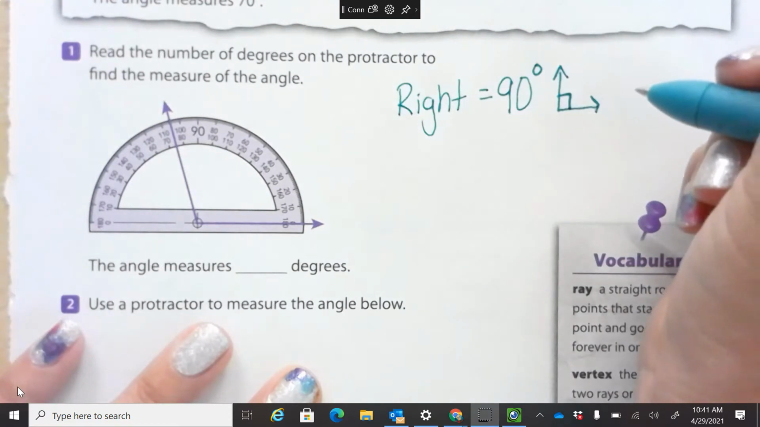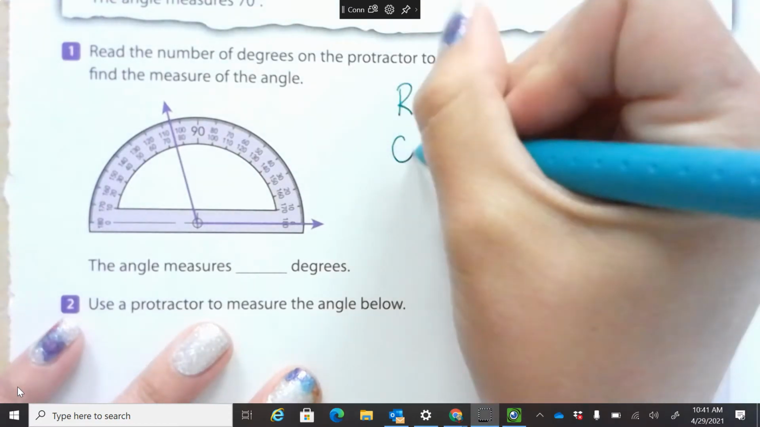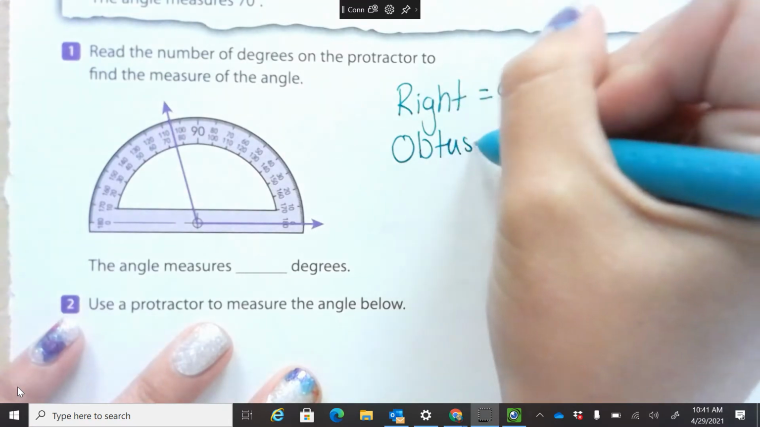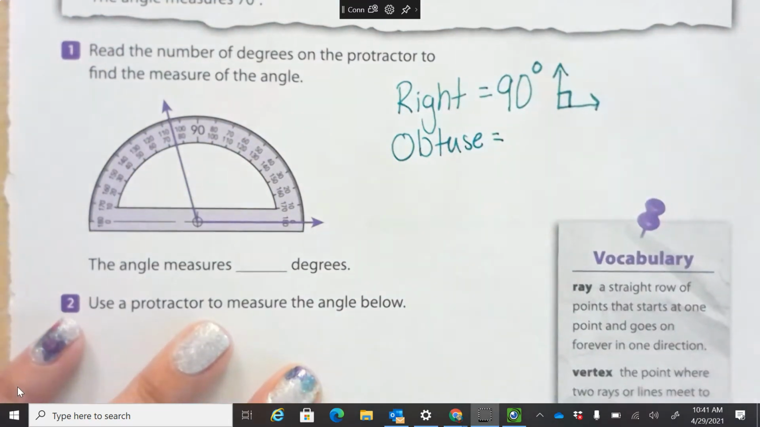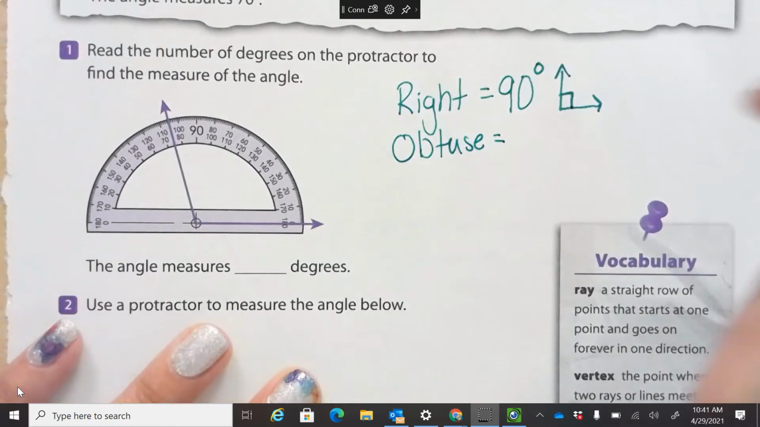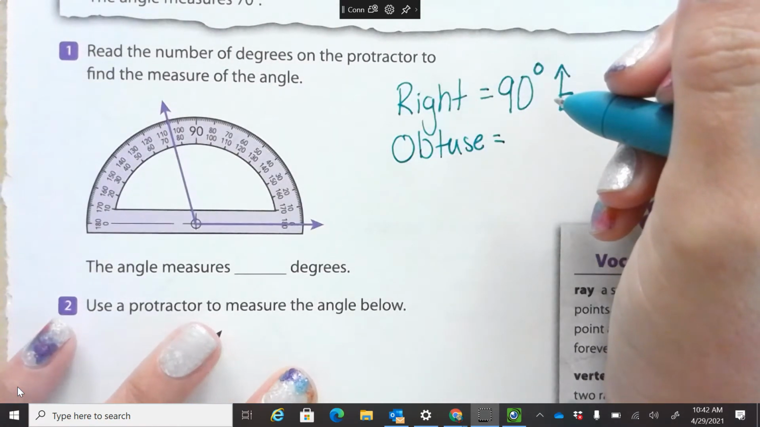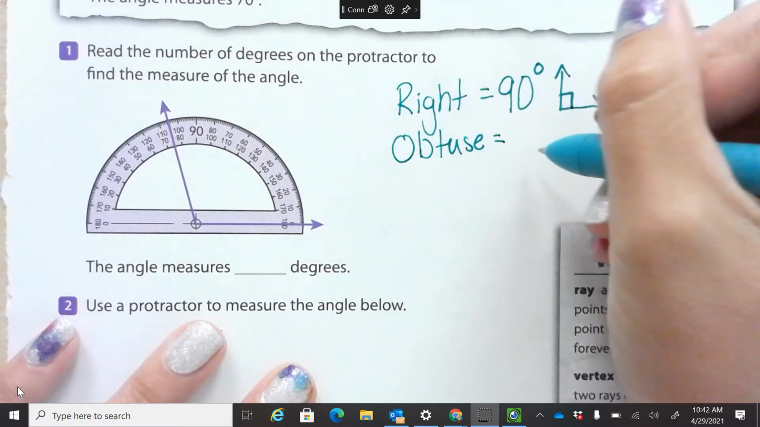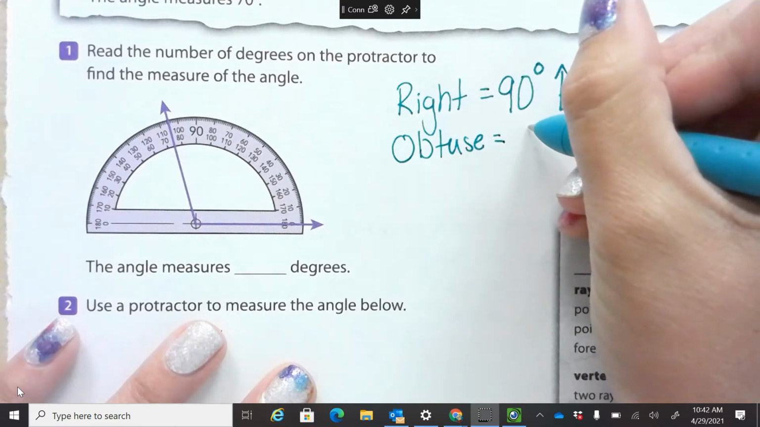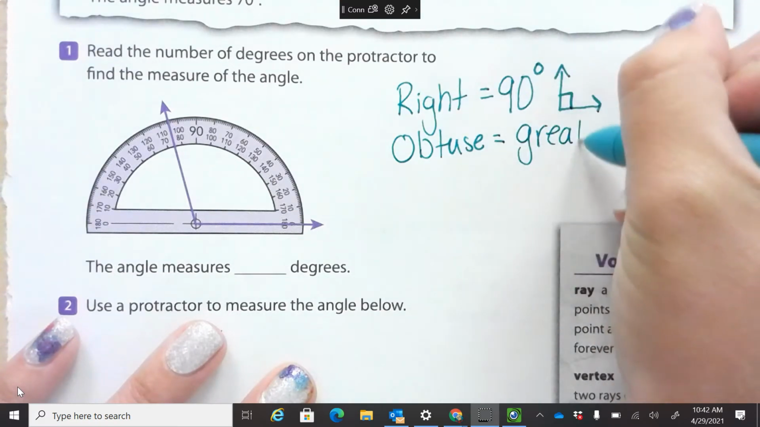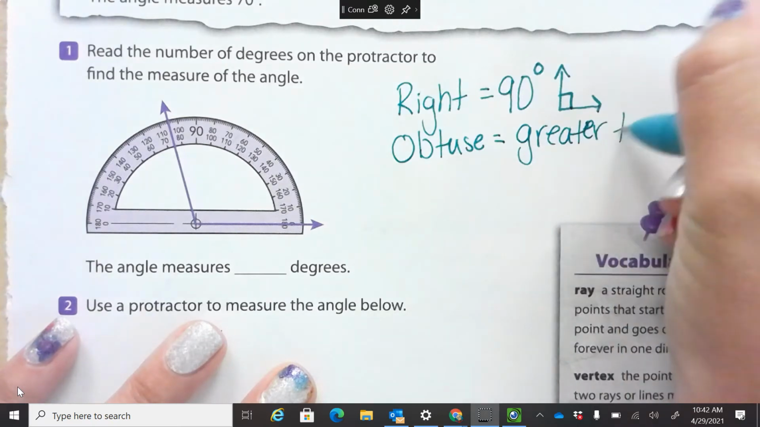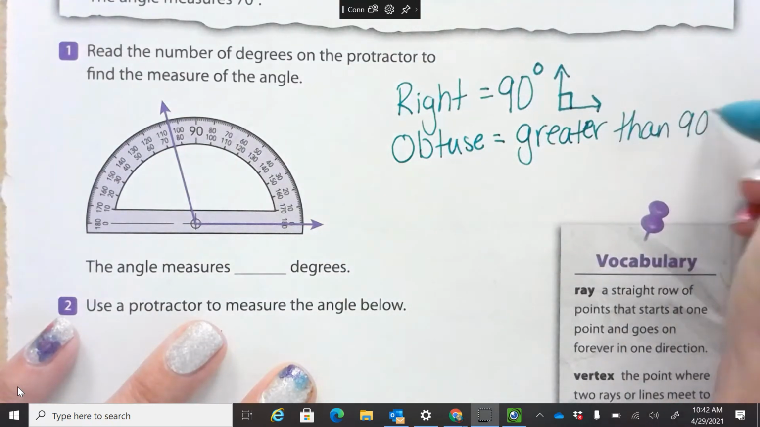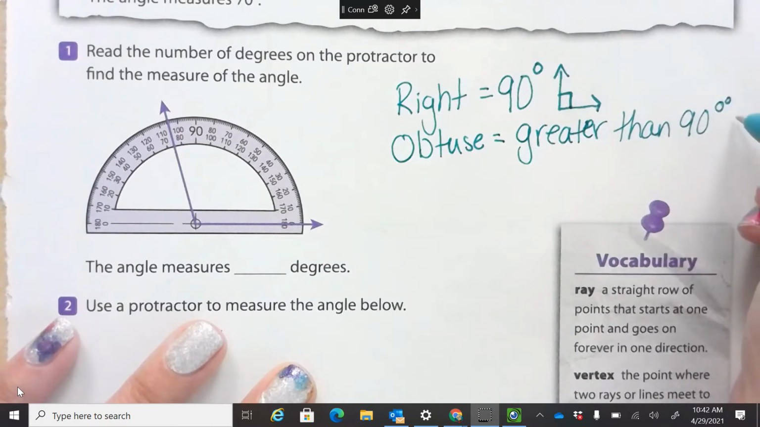Okay, Charlie, give me another one. Obtuse. Tyler, what does obtuse mean? Okay, it's bigger than 90 degrees. Greater than 90. So something like this. And that would be the measure of the angle.